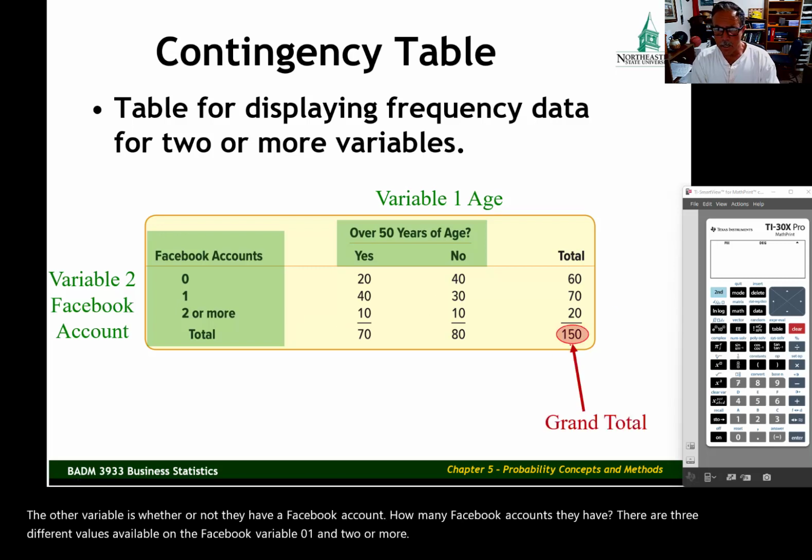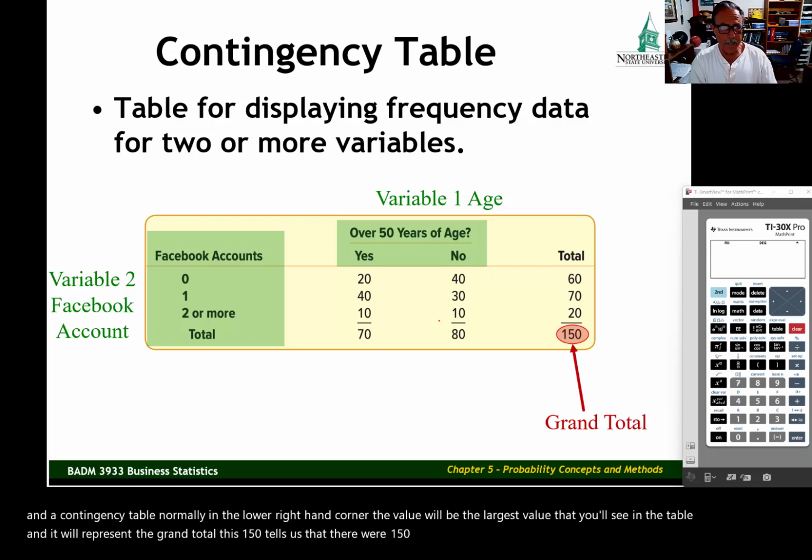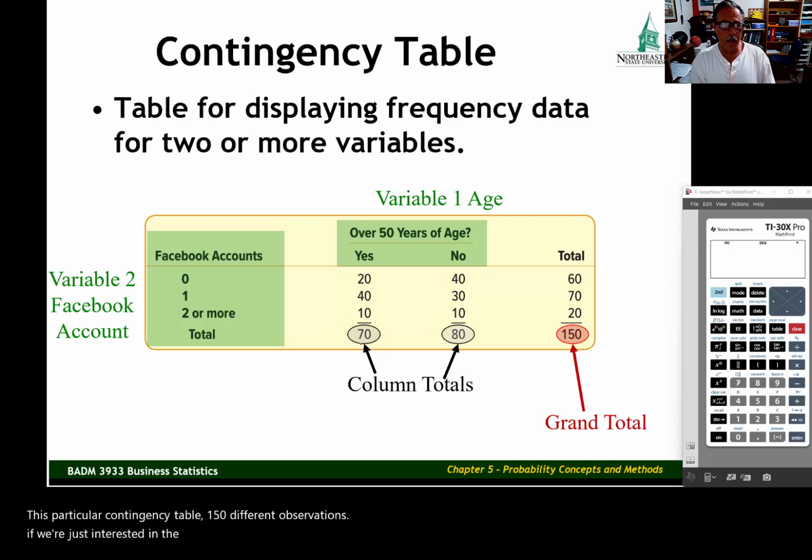In a contingency table, normally in the lower right-hand corner, the value will be the largest value that you'll see in the table, and it will represent the grand total. This 150 tells us that there were 150 people who provided data for this particular contingency table, 150 different observations. If we're just interested in the age variable, these are the column totals. We have 70 people who are over 50 years of age. We have 80 people who are 50 or younger.